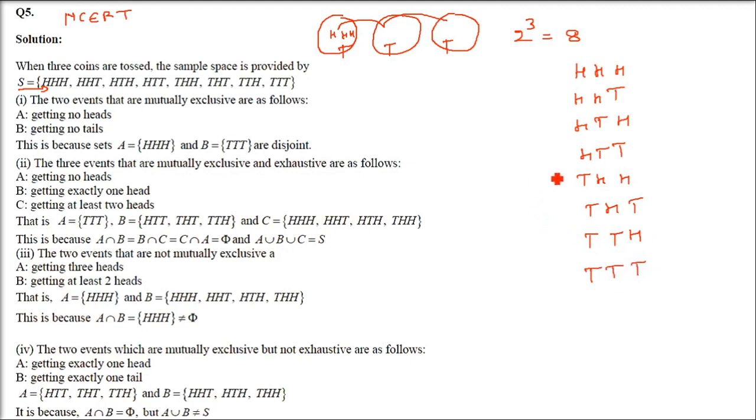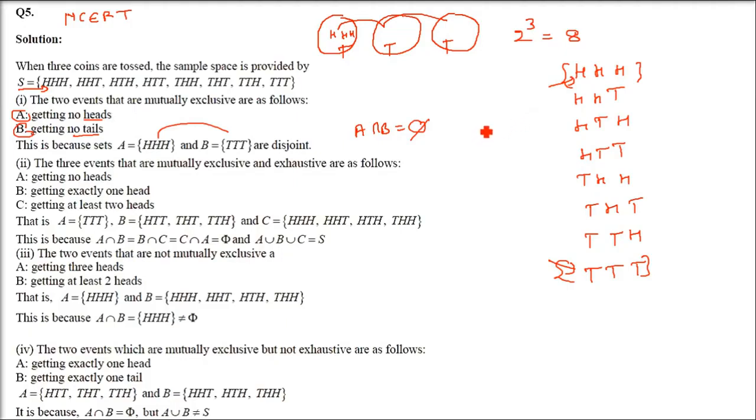So 2 events A and B which are mutually exclusive. So the null set should come when we take the intersection of A and B. If we take A and B as 2 sets, A set is getting no heads, B is getting no tails. So H, H, H and T, T, T. Getting no heads, getting no tails. And now if you take the intersection, what are you going to get? Phi. Mutually exclusive. I am just giving an example. If you have another idea, you can formulate like that.